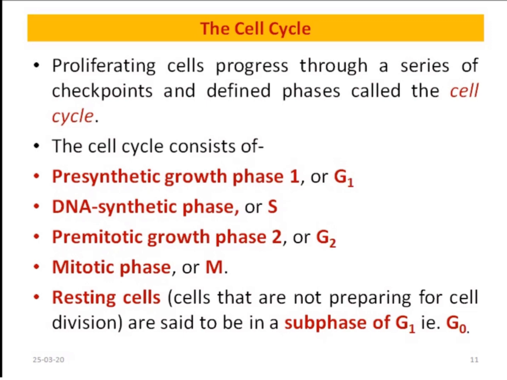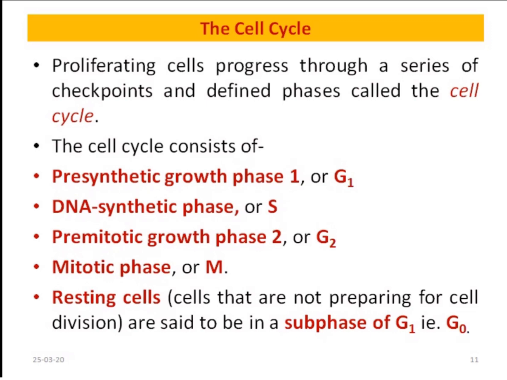G0 is before the G1, because once the G0 phase is completed, or if the G0 phase is not there, after mitosis they can go again into the G1 phase. That's why after mitosis there will be a proper check whether all those cells which are divided are correctly divided or not. If they are not correctly divided, they are not allowed to go into the G0 phase.